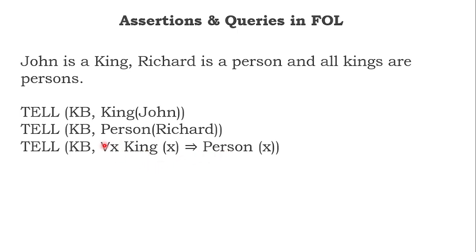Now let us read. For all X, if X is a king, then X is a person. What does that indicate? Whoever is a king, he should be a person. I am teaching this to the computer. I am telling KB, whoever is a king, he is a person. But already I told, John is a king. All this I am using the word tell to give assertion, knowledge to the computer, so the knowledge base is updated. This is called assertion.